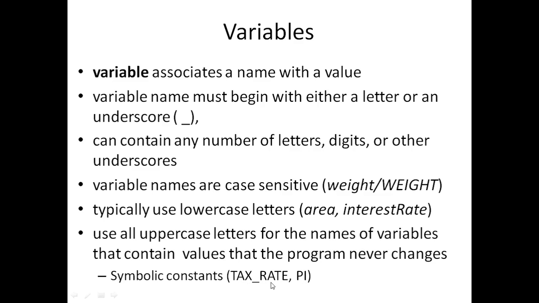For example, TAX_RATE, all in capital letters, or PI. These values won't change in the program. It is not mandatory that you specify using block letters, but it is a good way of programming. So variable names should typically be in lowercase letters. If you have two or more names associated with it, then the second name begins with a capital letter. If it is a symbolic constant, it is better to write using block letters or capital letters. Okay.